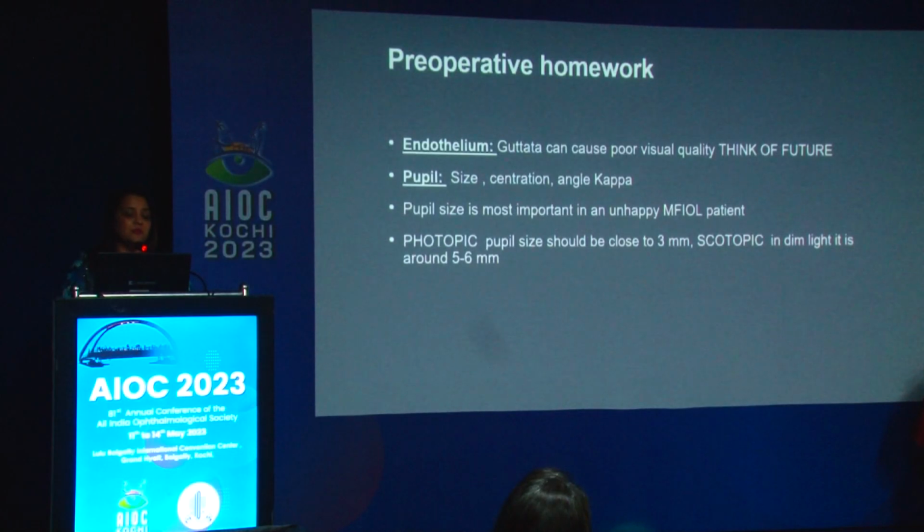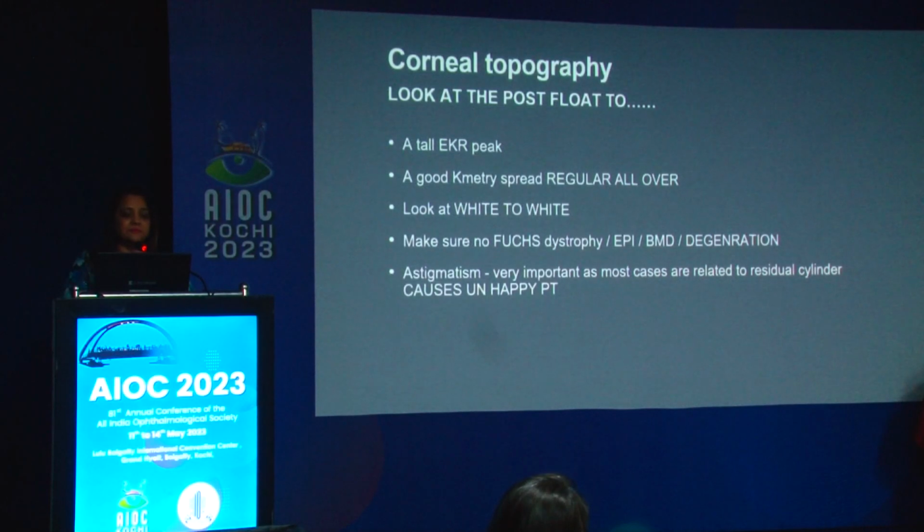Pupil size is most important, because if there's an unhappy multifocal lens patient, a photopic pupil size should be close to 3 millimeters, whereas a scotopic ideally should be 5 to 6 millimeters. Before doing the surgery, we have to look at the corneal topography, as Dr. Nitin has already talked about. Tall K, a good K-metry spread, regular overall. Look for the white to white. Make sure there is no Fuchs dystrophy or any other corneal endothelial issues, and astigmatism.